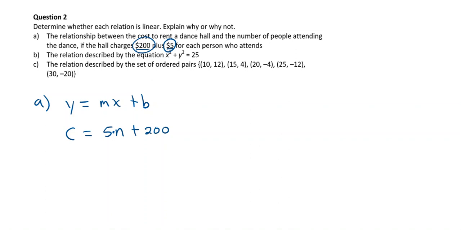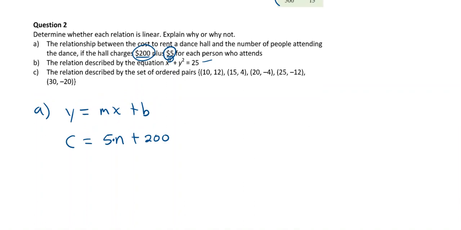What about the relation described by this equation? x squared plus y squared is equal to 25. No, because it's squared. It's not going to be linear because of the squared. I can see right away, well, actually that one ends up giving you a circle if you do that one.